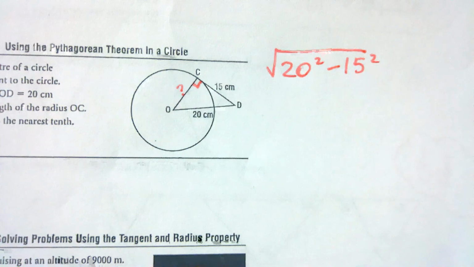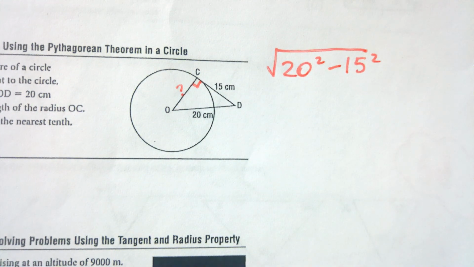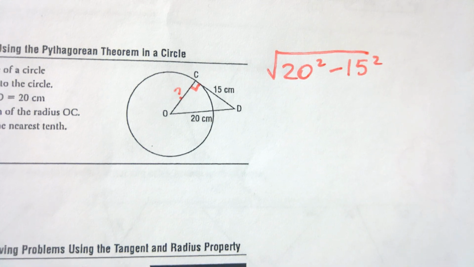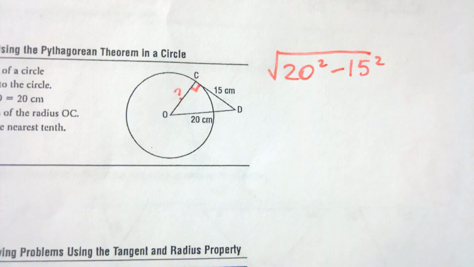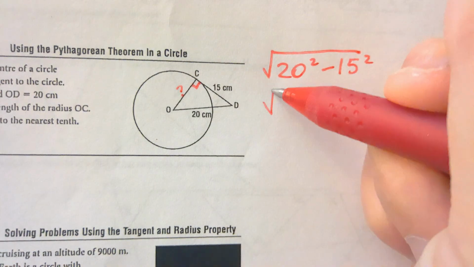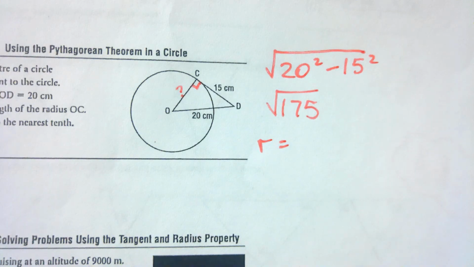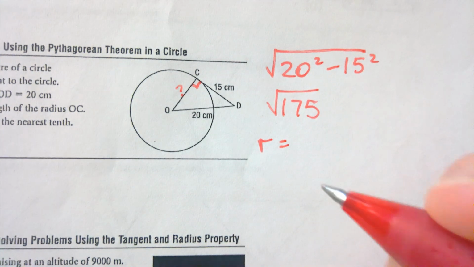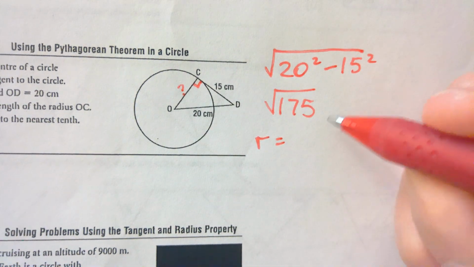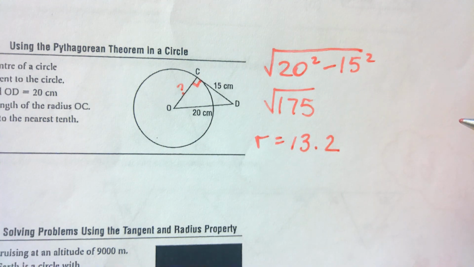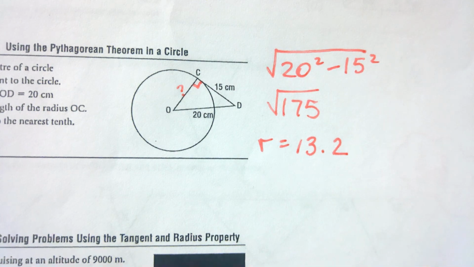Round to one decimal place. 400 minus 15 times 15, 175. So the radius is about 13.2. Again, on the quiz, I will say what to round to, so usually one decimal place. Full marks?